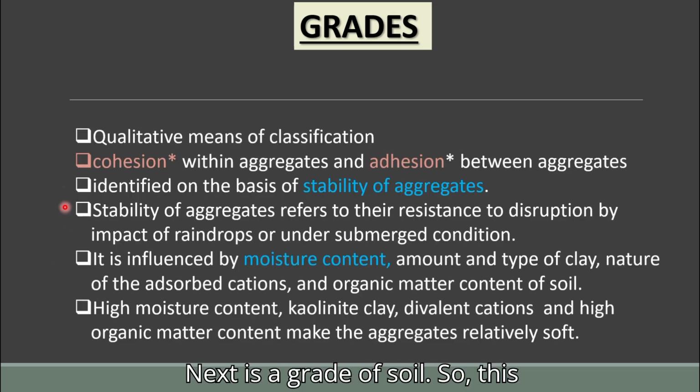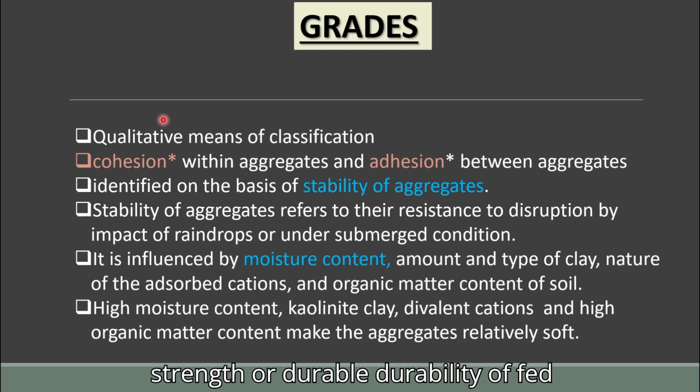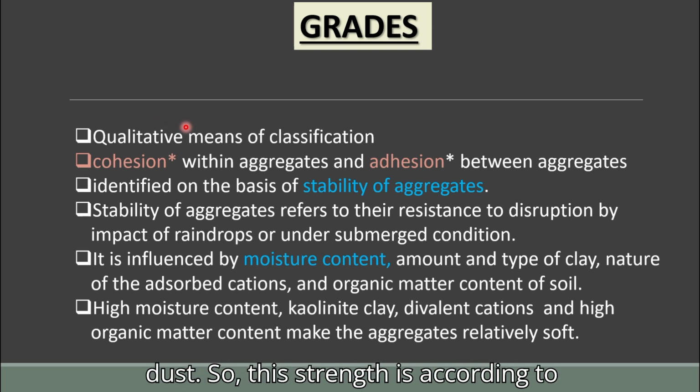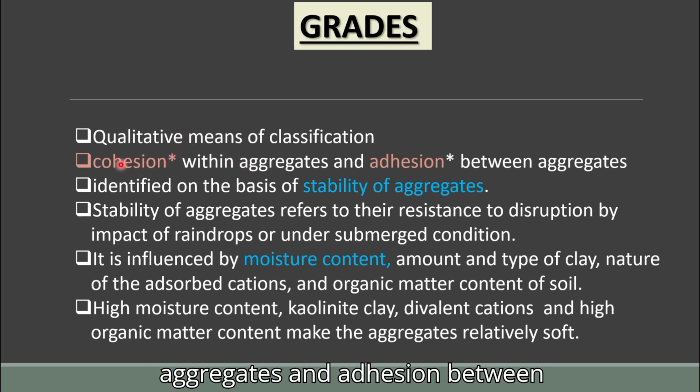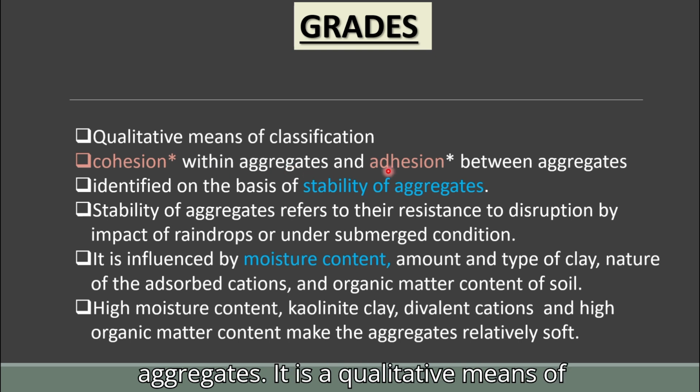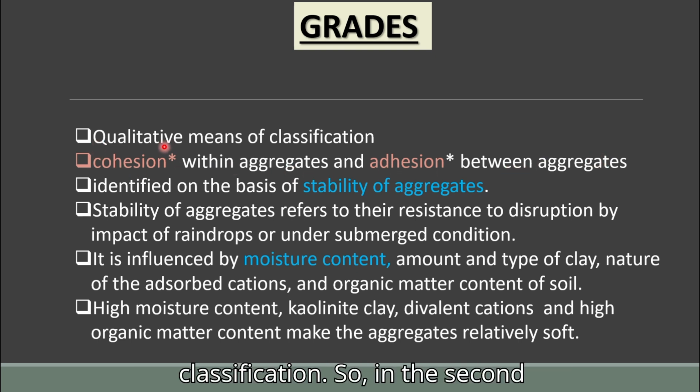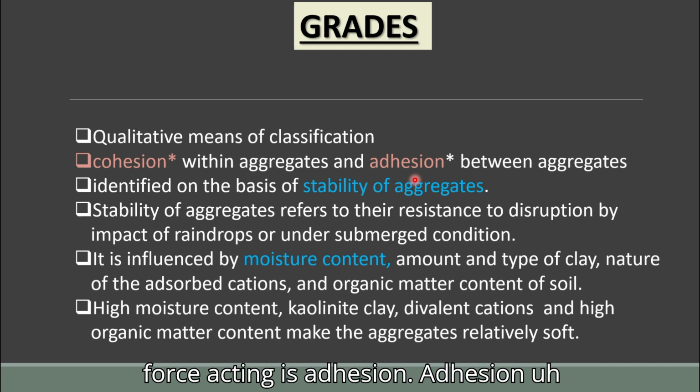Next is the grade of soil. This is based on the strength. I already told you it is based on the strength or durability of the peds. This strength is according to two forces: cohesion within the aggregates and adhesion between aggregates. It is a qualitative means of classification. So different soil particles are joined together by cohesion within the aggregates, and between aggregates, the force acting is adhesion.